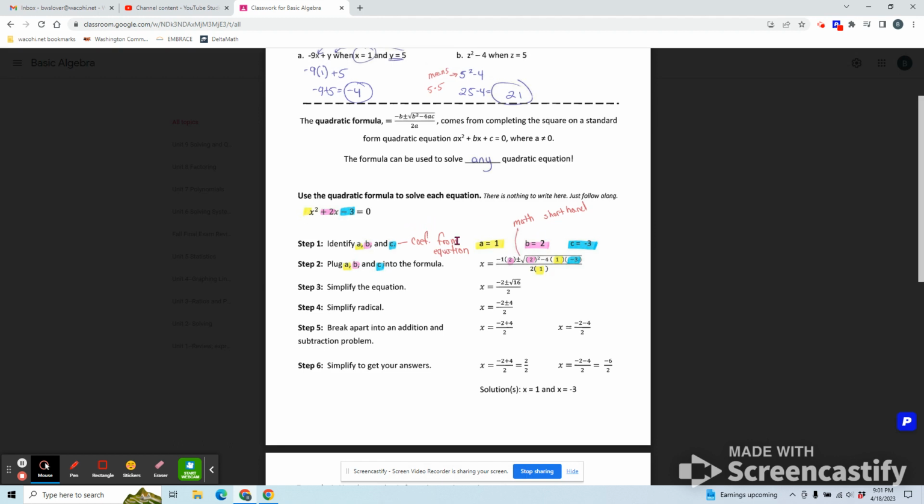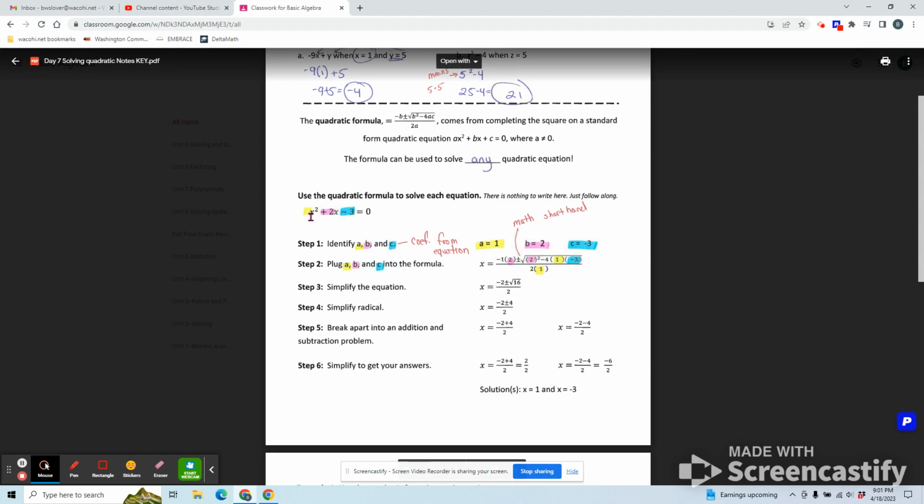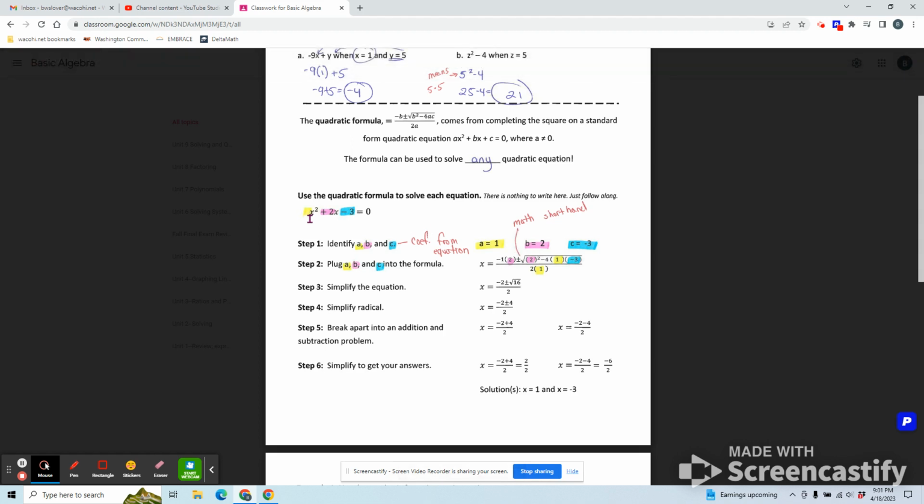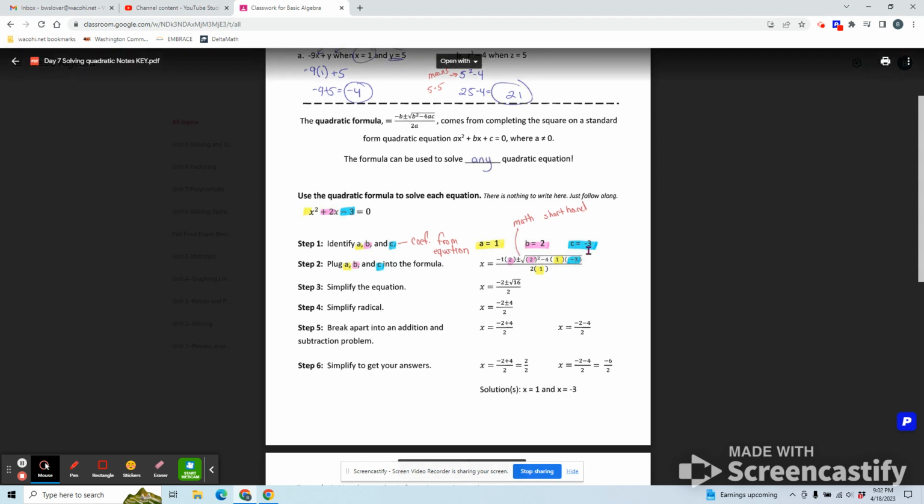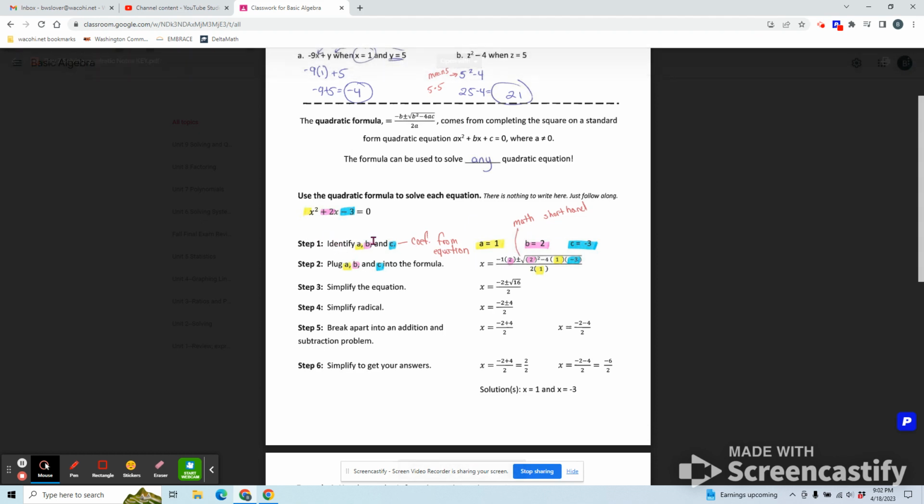So identify a, b, and c. So a is 1 because that's the coefficient of the first term. There's no number there. If there's no number in front of the x squared, it's assumed that it's a 1. Then the middle term is my b value, so that's 2. And then the last one, my c value, is negative 3. You have to take that negative sign with it. And you're thinking, well, it's a minus sign. Then take the minus sign with it. Okay, so it says minus 3 over there. So I identified a, b, and c.